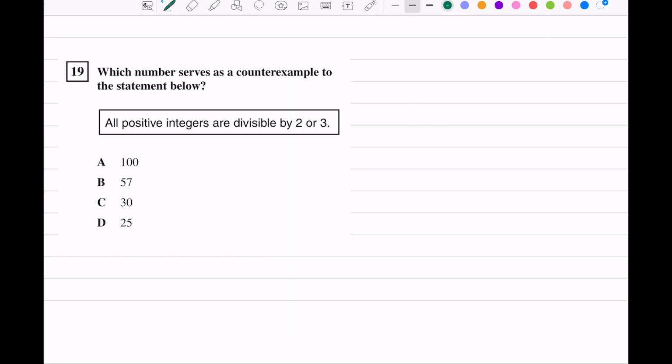Number 19, which number serves as a counterexample to the statement below? And the statement is all positive integers are divisible by 2 or 3. So a counterexample is just an example that proves something wrong.